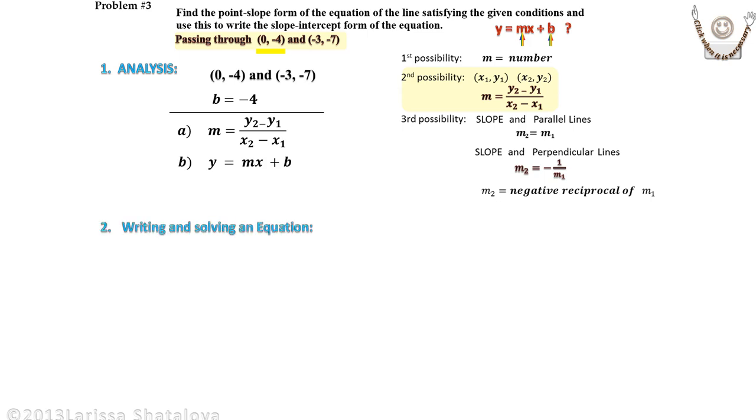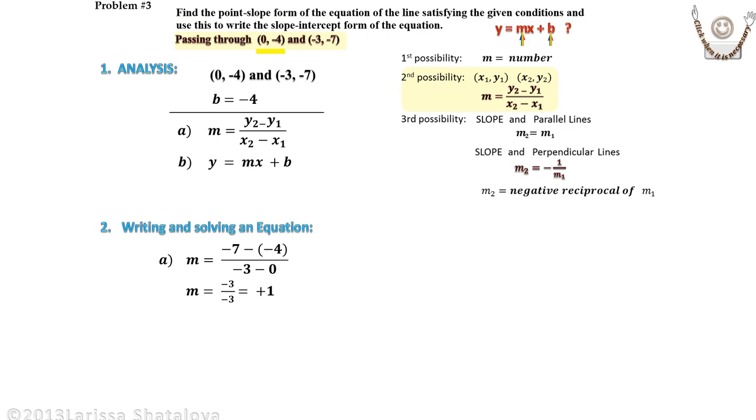Let's write an equation. First, slope. We have to replace y second by negative 7, y first by negative 4, and in the denominator x second is negative 3, x first is 0. Let's simplify. Numerator negative 7 and positive 4 would be negative 3, and denominator is just negative 3. Now negative divided by negative is positive 1. We have slope.